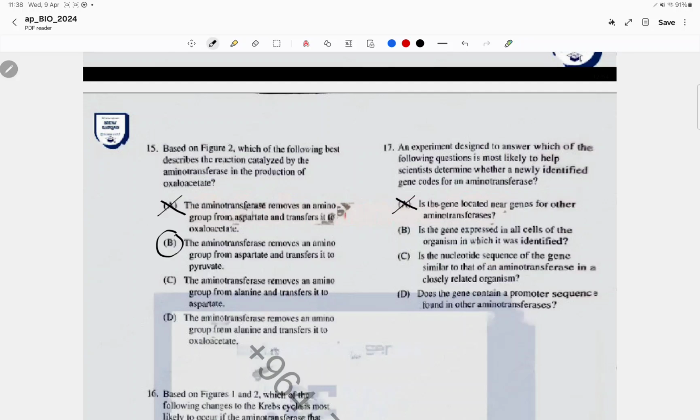Is the gene expressed in all cells of the organism in which it was identified? No. Not all the cells will express the gene. Only the cells that require this enzyme will express the gene. That's not true as well.